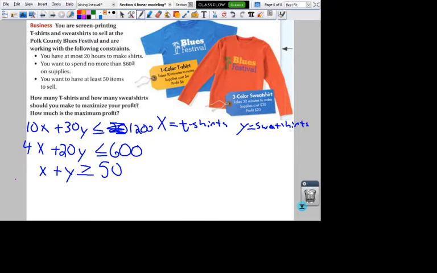There's 2 more that's not specifically up here, but we should probably put them in just to be safe. Can we make negative t-shirts? No. So my x should be greater than or equal to 0. My y should be greater than or equal to 0. Sometimes we need those, sometimes we don't. It just kind of depends.